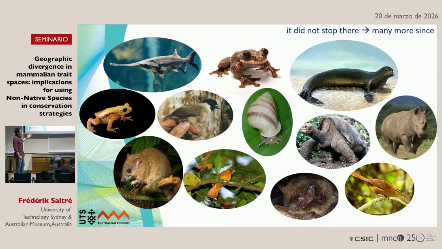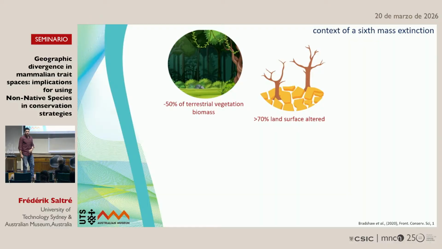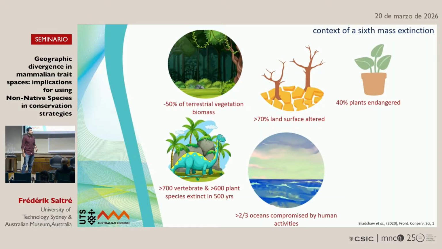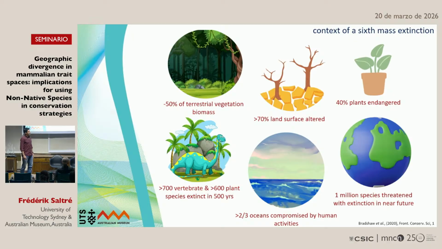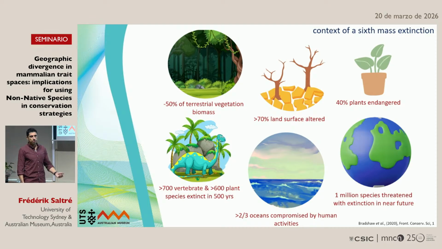And so we had this conversation about species extinction and what's going on at the moment. And whether or not we agree that we're in a sixth mass extinction context, well, the summary is pretty grim when we look at the state of the planet, with 50% of vegetation biomass lost, more than 70% of land surface altered, usually by us, 40% of plants endangered, more than 700 vertebrate and 600 plant species extinct just in the last 500 years. Two-thirds of the ocean are compromised by human activities, and 1 million species are threatened with extinction in the near future, and that's just 1 million of the species that we know of.